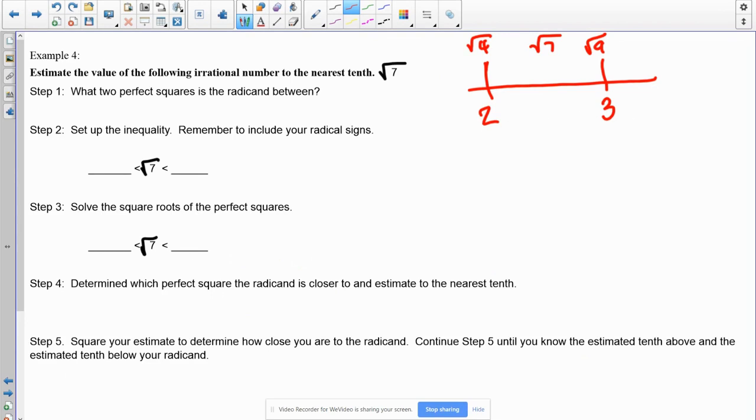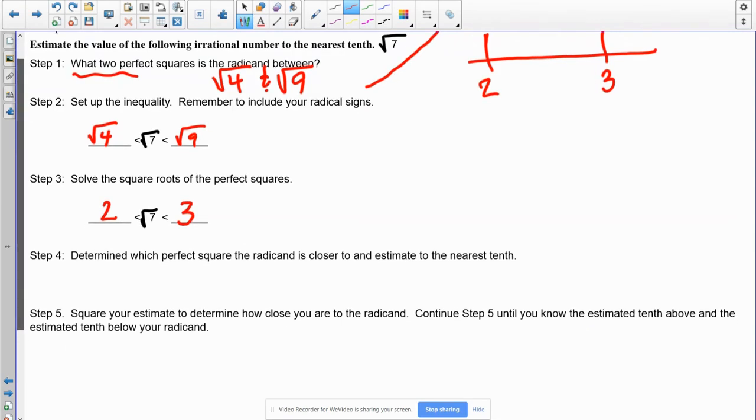So I'm going to walk through my steps here. What two perfect squares? And I solved that up here. Square root of 4 and the square root of 9. I'm going to write that in my inequality. So the square root of 4 is less than the square root of 7, which is less than the square root of 9. Totally a true story. Solving it, we already kind of did that with my diagram up here. Square root of 4 is 2, and the square root of 9 is 3. So the best estimate for the square root of 7 is between 2 and 3.